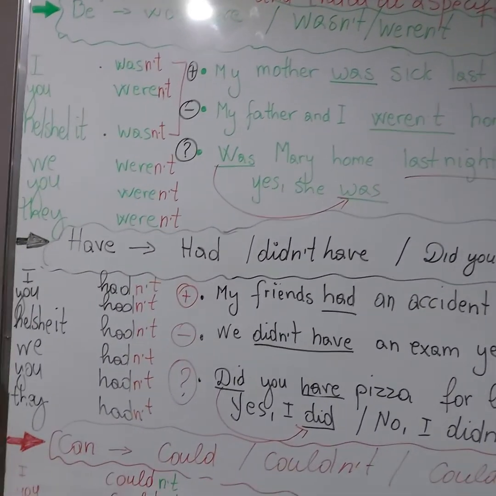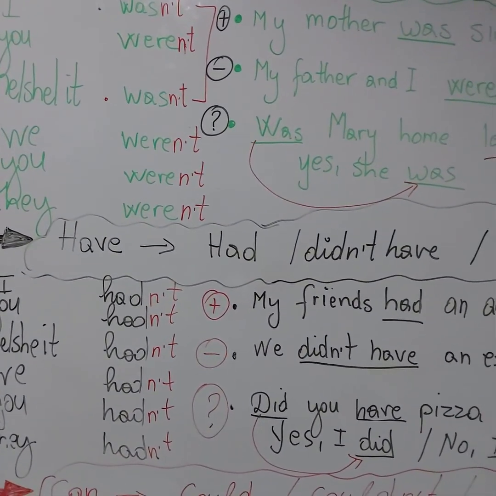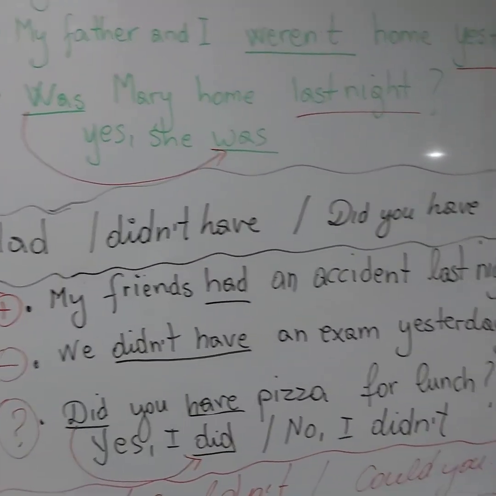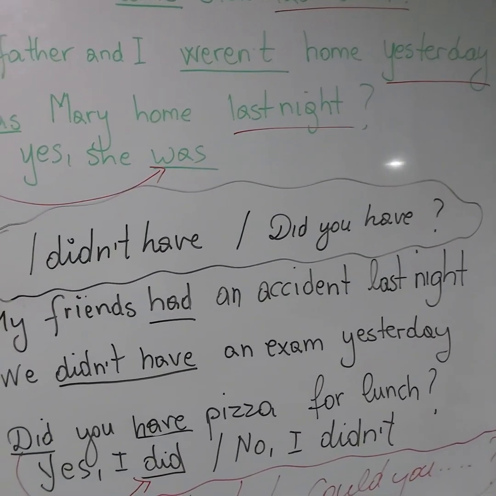Let's see the verb have, which in the past is had, the negative form didn't have, and you make questions by saying did you have.